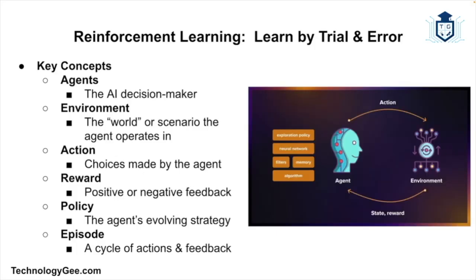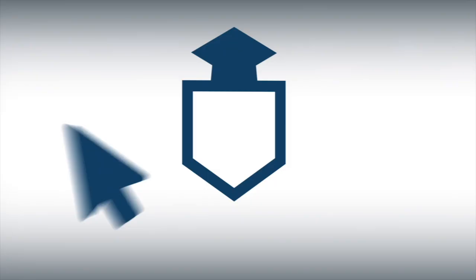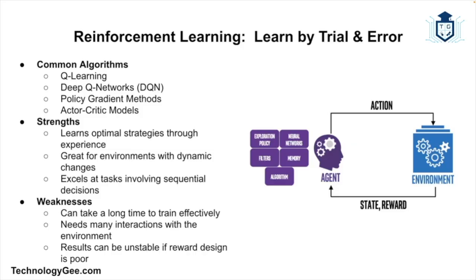And when it comes to reinforcement learning, here are the key concepts. So the first one is called an agent. That is the decision maker, or basically the AI. Then there's the environment, and this is the world the agent interacts with. There's the action. This is what the agent chooses to do. There's the reward. This is the feedback based on the action. There's the policy. This is the agent's strategy. And then there's what's called the episode. And this is a sequence of actions and rewards. And here are some common algorithms that are used with reinforcement learning. You have Q learning, deep Q networks, policy gradient methods, and actor-critic models.